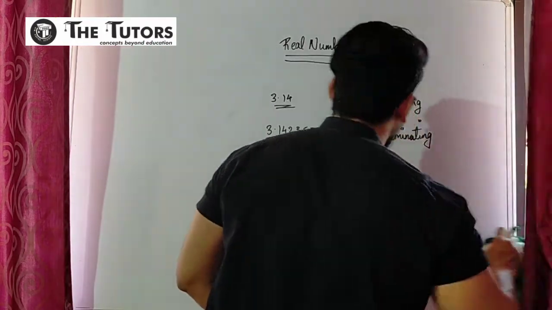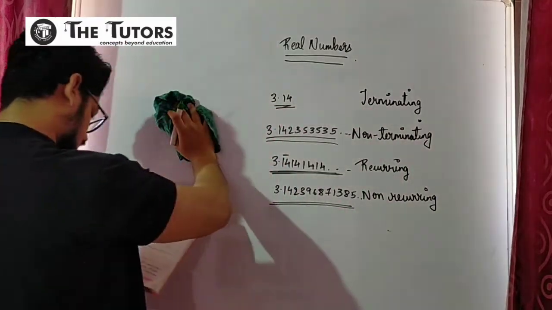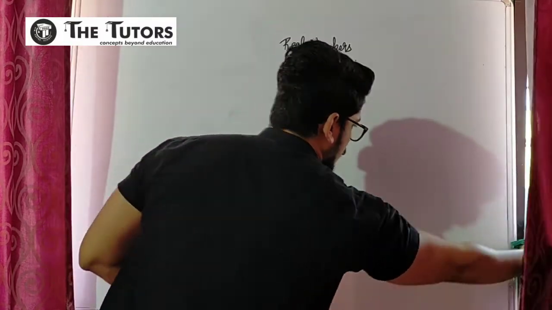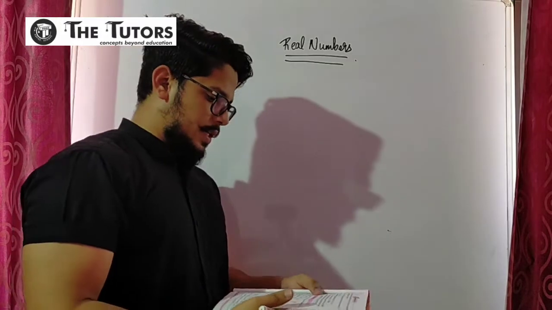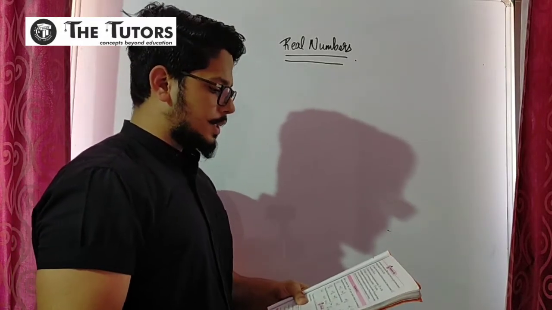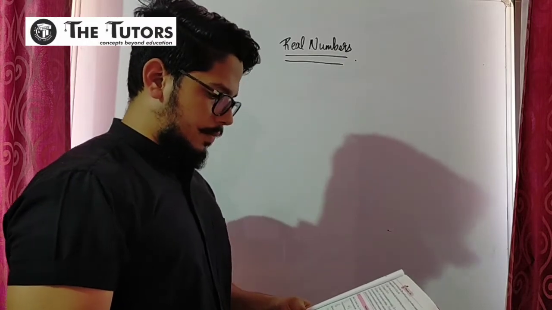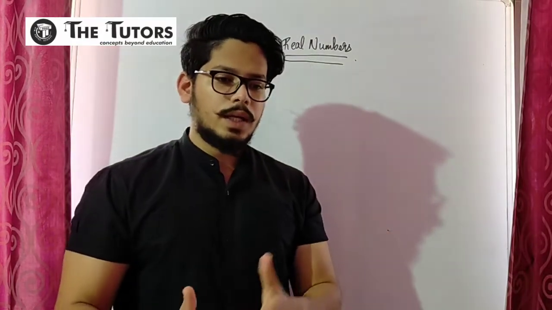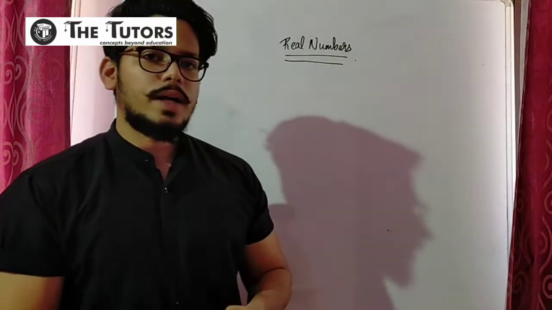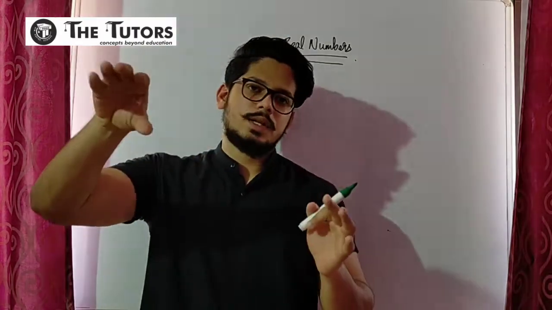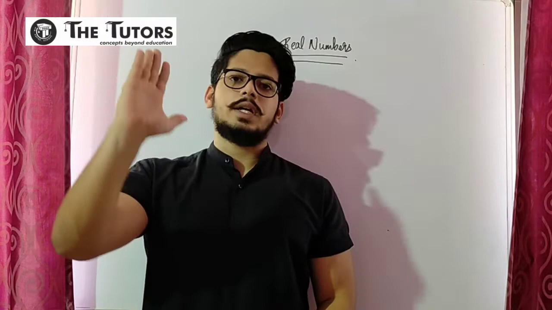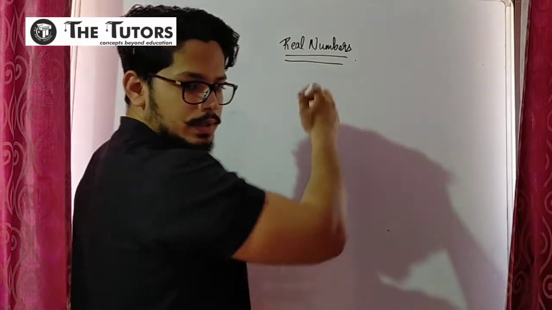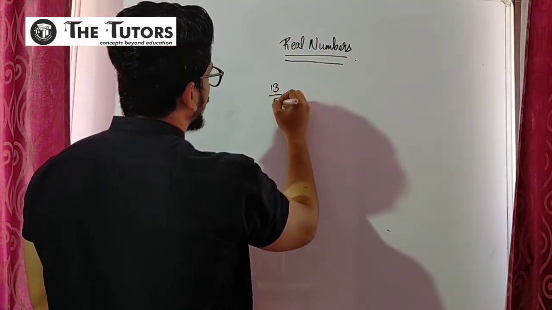You will understand better. First question. Classify the decimal form of the given rational numbers into terminating and non-terminating recurring type. That is, first you have to write the rational numbers in decimal form. Then you have to see if it's terminating or non-terminating. Then you have to see if it's recurring or non-recurring. First question we have here is 13/5.